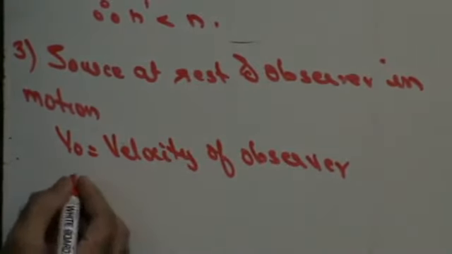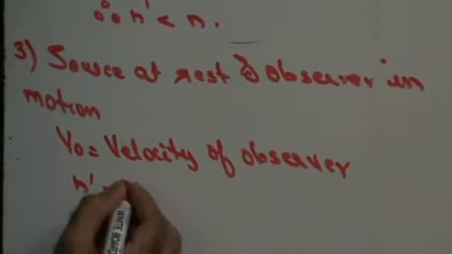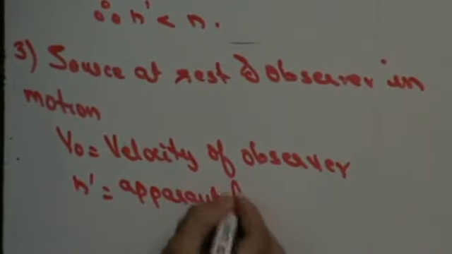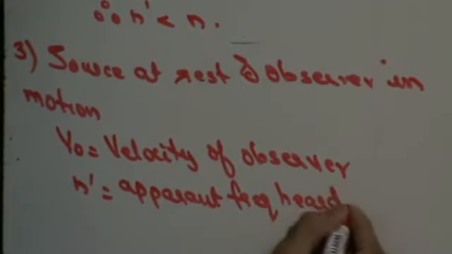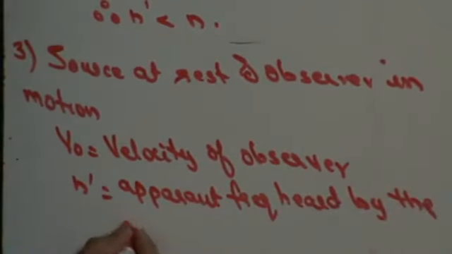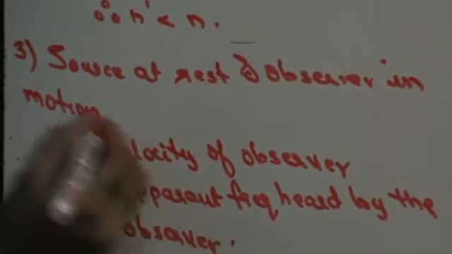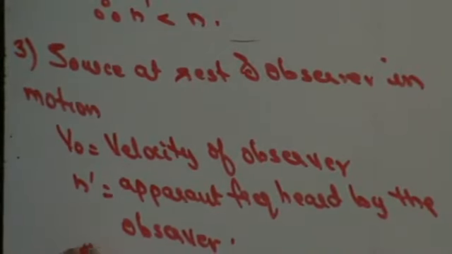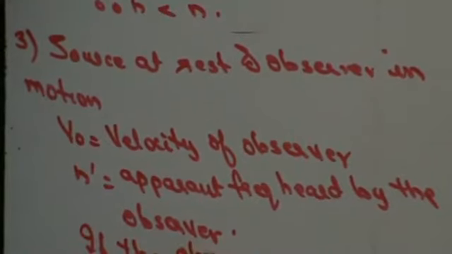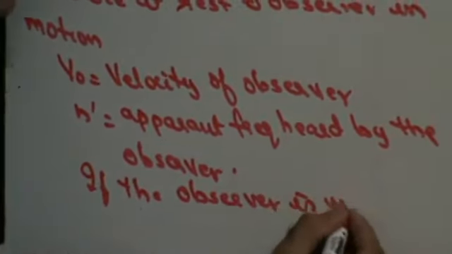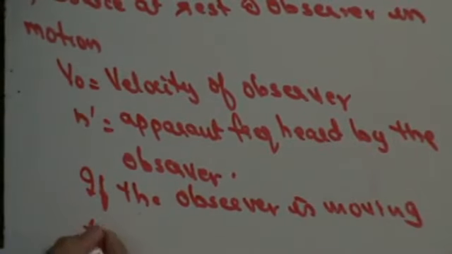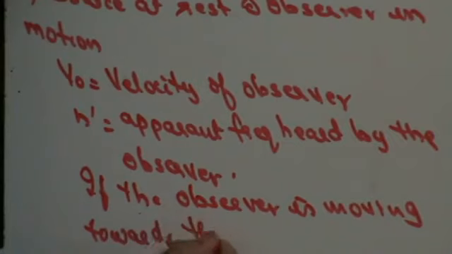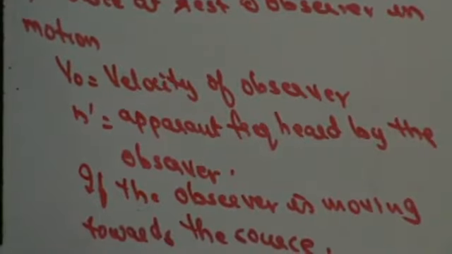And let us also assume that n bar is the apparent frequency heard by the observer. Now, if the observer is moving towards the source, a stationary source, then what will happen to the apparent frequency?